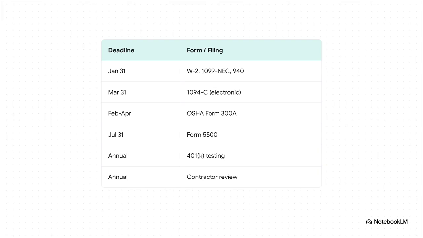Closing out the year, you've got a very strict annual filing calendar. January 31st is the massive deadline for W-2s, 1099 NECs, Form 940, and 1095Cs. Throughout the year, you're tackling OSHA postings, ERISA 5500 filings, and workers' comp audits. But don't gloss over that last one, the annual contractor classification review.